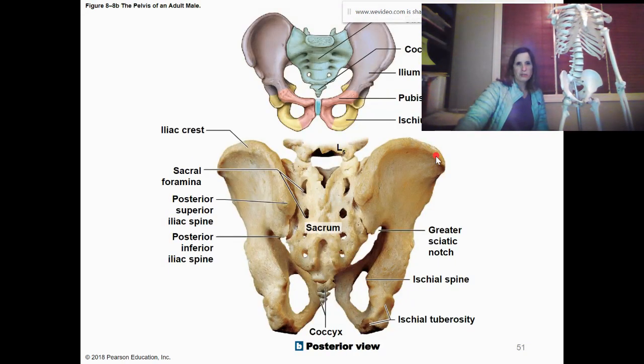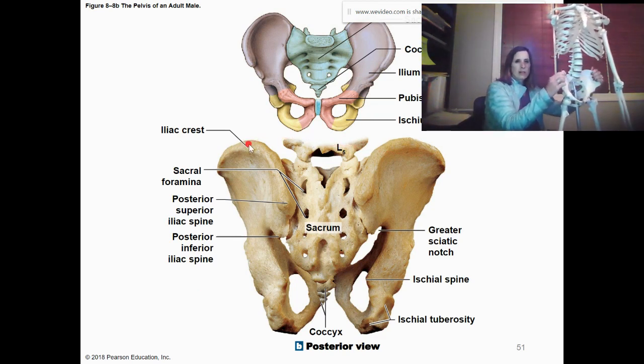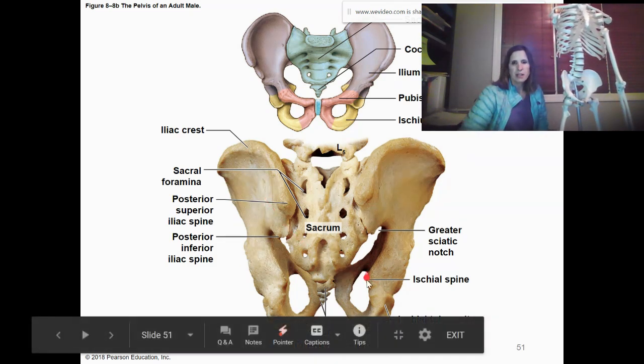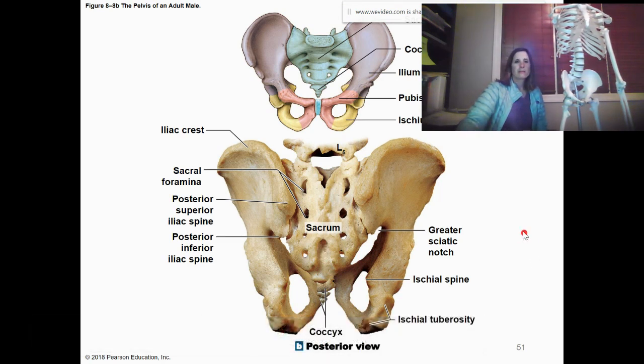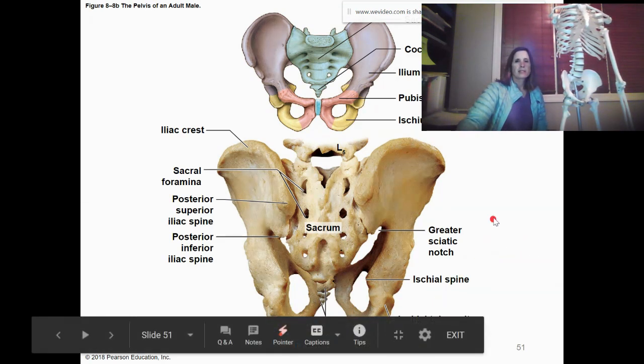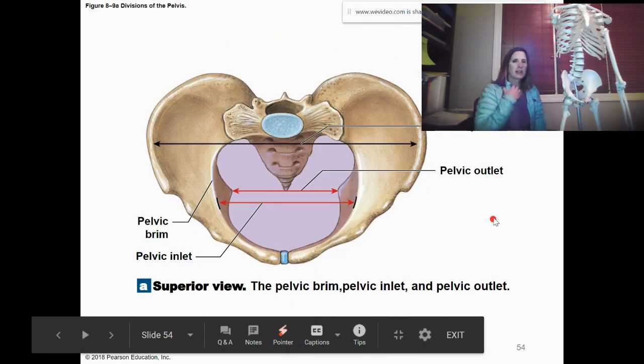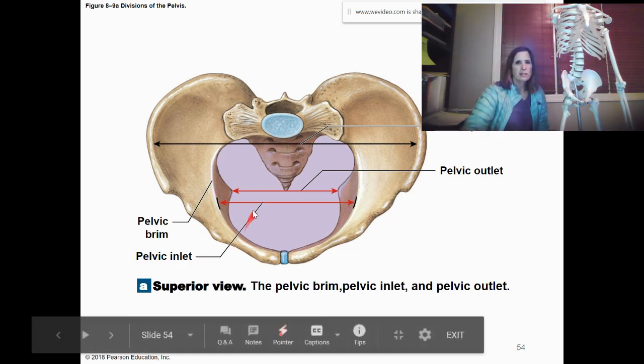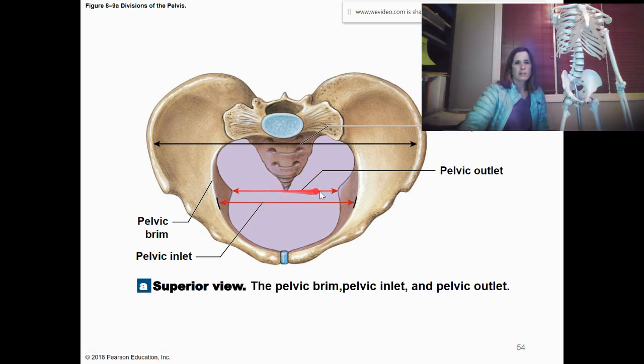Right, this is just a posterior view. You can really see that iliac crest there. You can see the ischial spine, the greater sciatic notch, the ischial tuberosity. All right, and I just want to point out, when identifying the difference between males and females, this is a superior view. There's lots of little things. There's a pelvic rim right here. This is the inlet. And then this is the pelvic outlet.